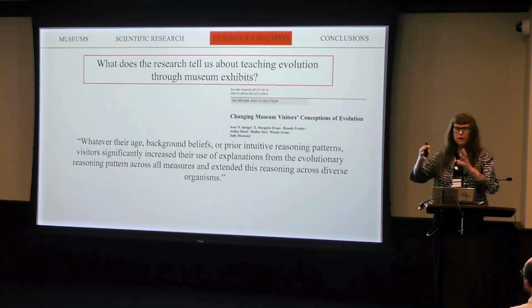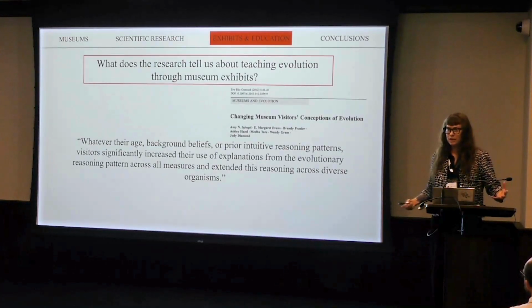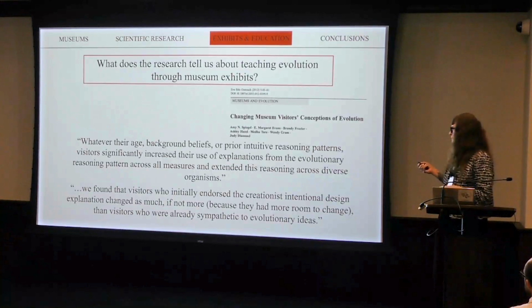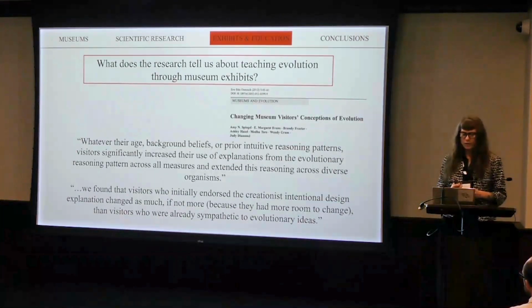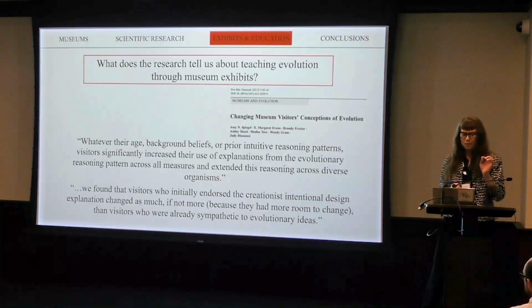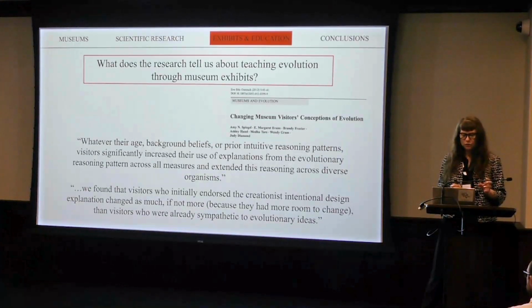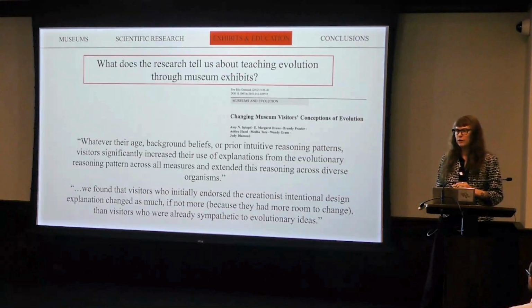So they had used 5 different model groups to tell stories, and then what they asked them is for things even outside of that. In addition, they found that visitors who initially endorsed the creationist intelligent design explanation changed as much, if not more, because they had more room to grow, that's the author's own quotes, than visitors who were already sympathetic to evolutionary ideas.